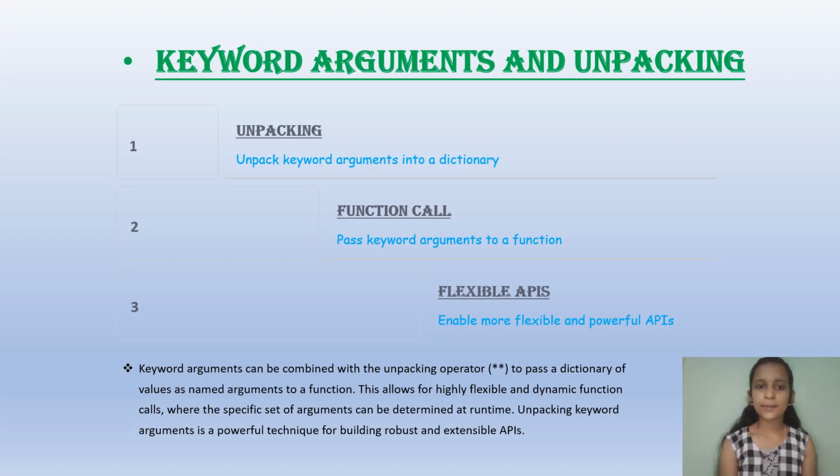Keyword arguments and unpacking. Unpack keyword arguments from a dictionary into a function call. Flexible APIs: this enables more flexible and powerful APIs, nothing but application programming interfaces. Keyword arguments can be combined with the unpacking operator, that is double asterisk, to pass a dictionary of values as named arguments to a function. This allows for highly flexible and dynamic function calls where the specific set of arguments can be determined at runtime. Unpacking keyword arguments is a powerful technique for building robust and extensible programming interfaces.